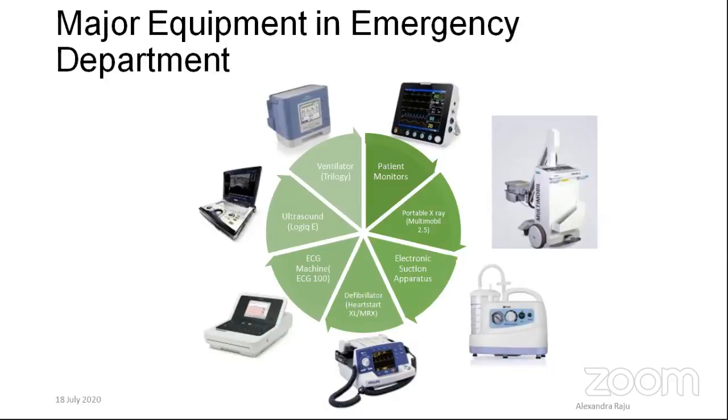So for the emergency or the casualty department, the major things are a portable ventilator, patient monitors, portable X-ray, portable suction apparatus, the defibrillator, ECG machine, and again portable ultrasound has to be used in the emergency departments. Let's see the next slide, sir.